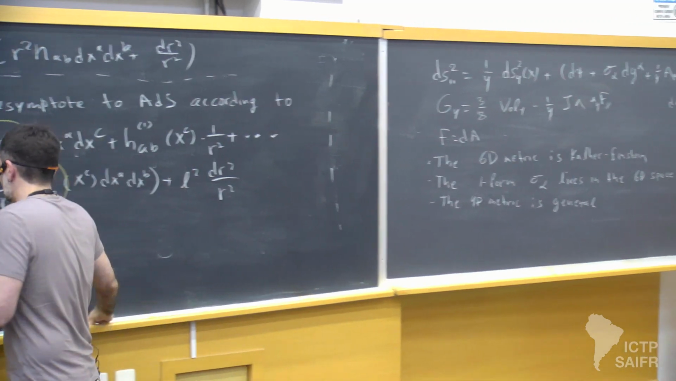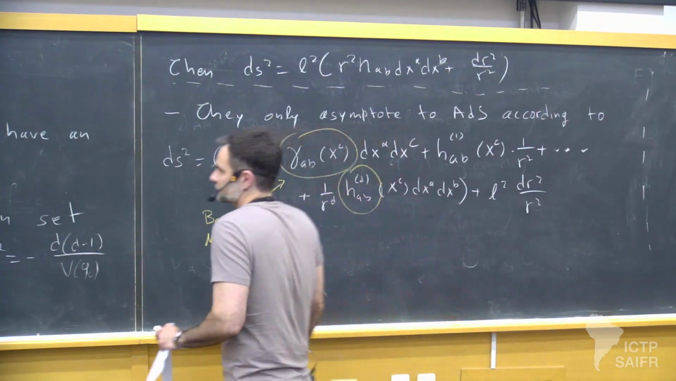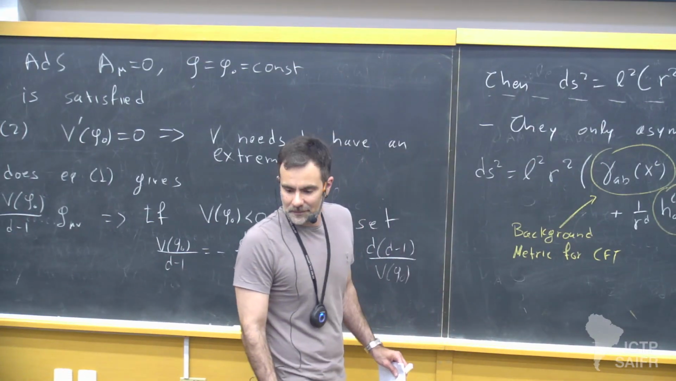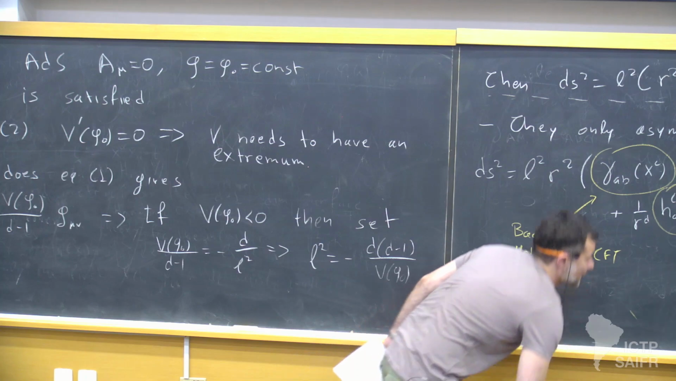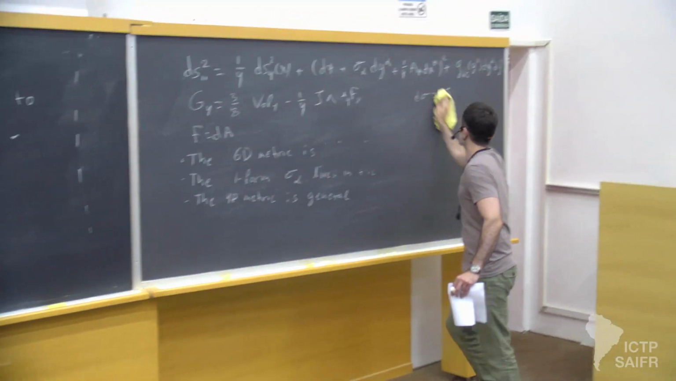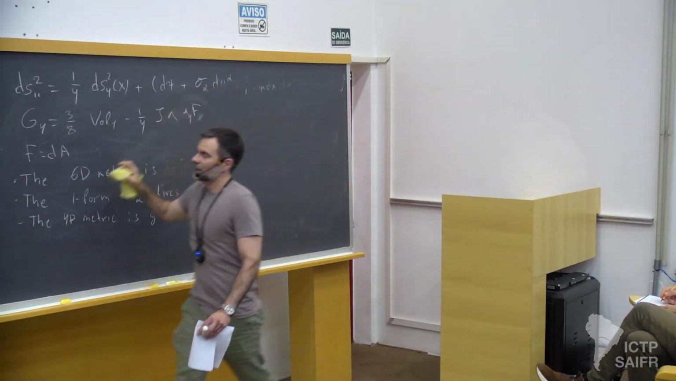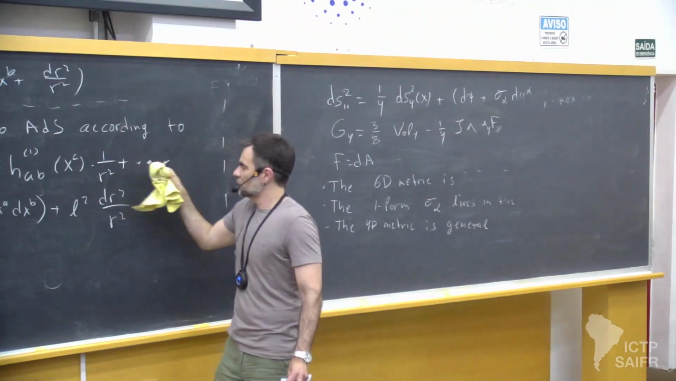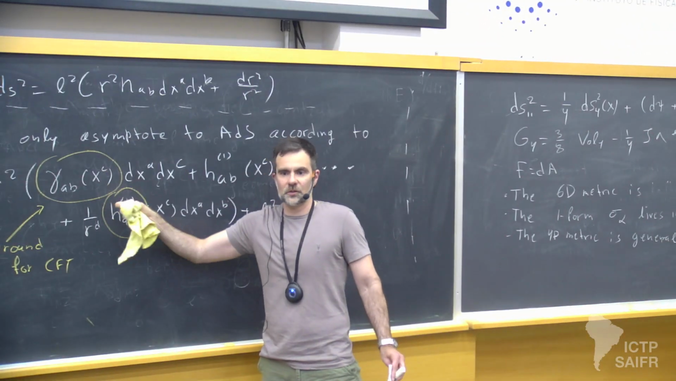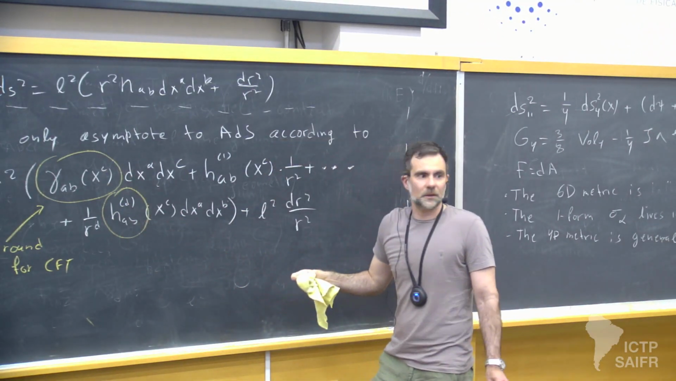Now, for the gauge field, this is as far as the metric goes. Oh, and by the way, every other term in this expansion is fixed in terms of these two constants of integration, right? So you can just solve for them term by term. Yes?